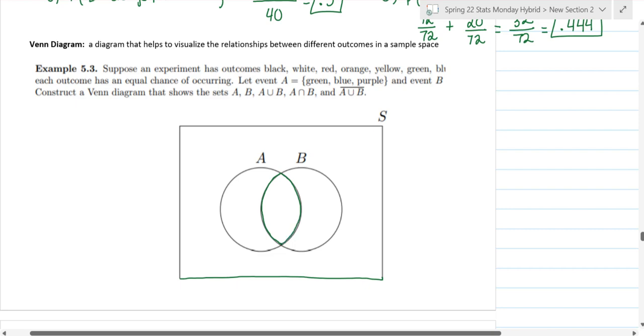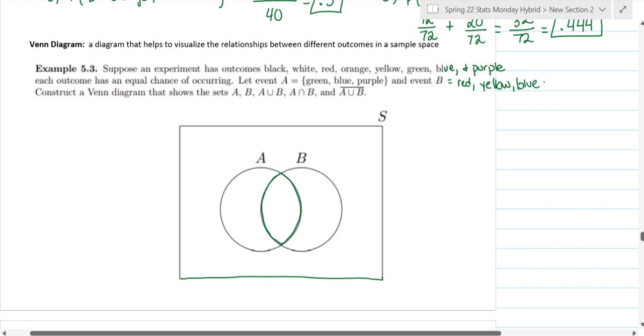All right, so suppose an experiment has outcomes: black, white, red, orange, yellow, green, blue, and purple, where each outcome has an equal chance of occurring. A is green, blue, and purple. B is red, yellow, and blue. So we want to construct the Venn diagram.